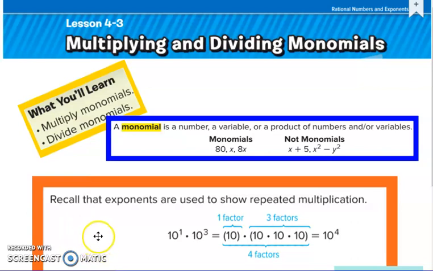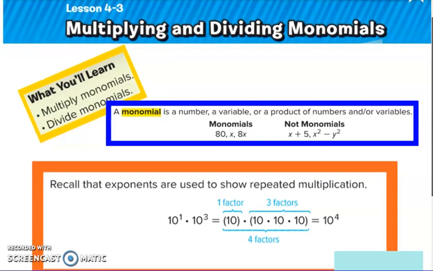Okay, so a monomial is a number, like 80. It's a variable, like x. It is also a product of a number and a variable. It does not have any functions in it other than when you're multiplying a variable and a number together. It does not ever have a plus or a minus in it. So it doesn't have any of those types of operations. If it's got a division in it, it's not a monomial either. It's a combination of them.